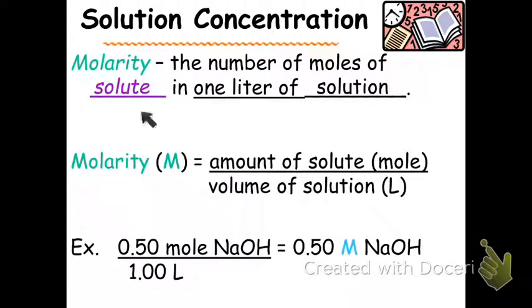First off, you'll notice that molarity is the number of moles of solute in 1 liter of solution. And in our lab, we're going to have water as our solvent. So it's moles per liter. And this is just an example of 0.5 moles of NaOH in 1 liter. And so we abbreviate that as 0.5 molarity NaOH, which means, again, 0.5 moles in 1 liter.